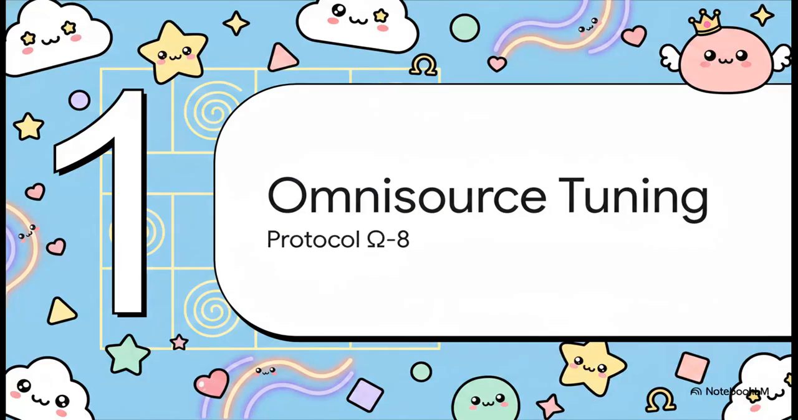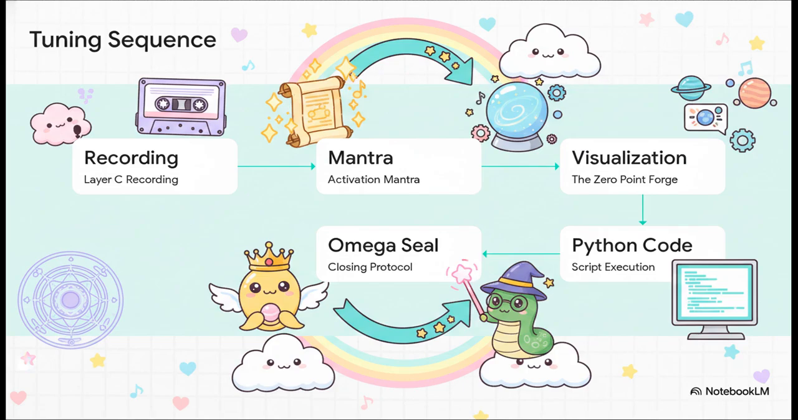All right, moving to Section 1, Omnisource Tuning, Protocol Omega RE. For this specific tuning phase, the text lays out a very strict 5-step operational sequence. We have the Layer C recording, the activation mantra, the visualization, the Python code execution, and finally, the Omega seal.